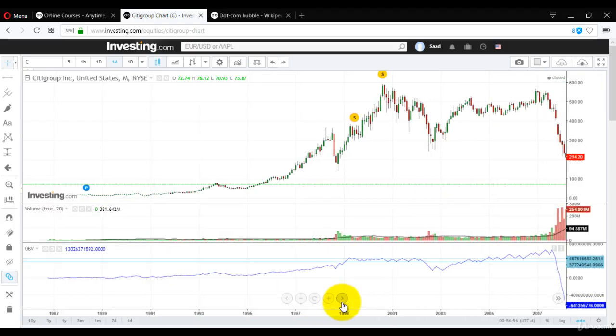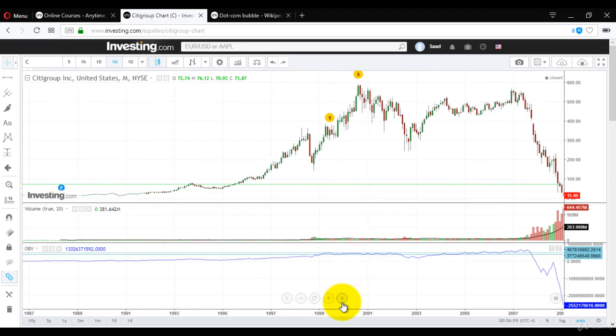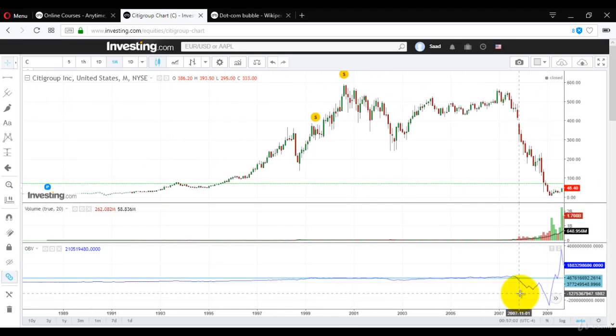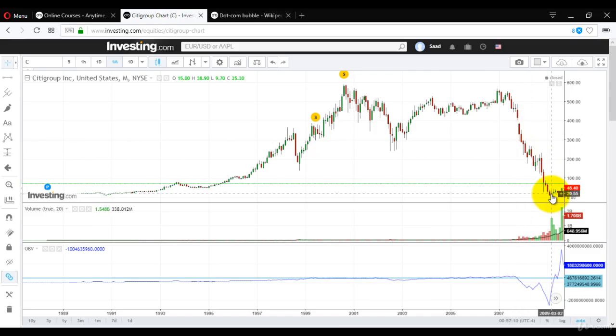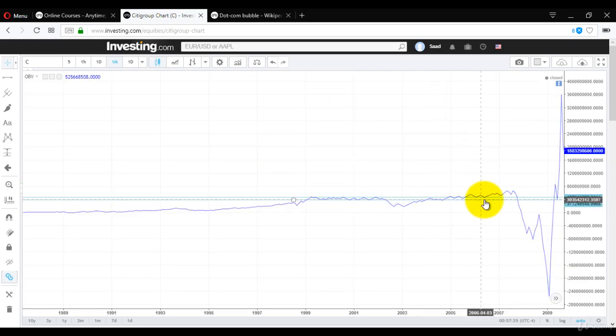It's November. And look at the price. If I come here in November, the price is here, 333. And then where do I find the price? $9.70. $9.70. That's huge. But if you look at the OBV, it was telling you in October. It was telling you in September. Something is seriously wrong. In November, it was like all hell let loose. It broke all the lows.